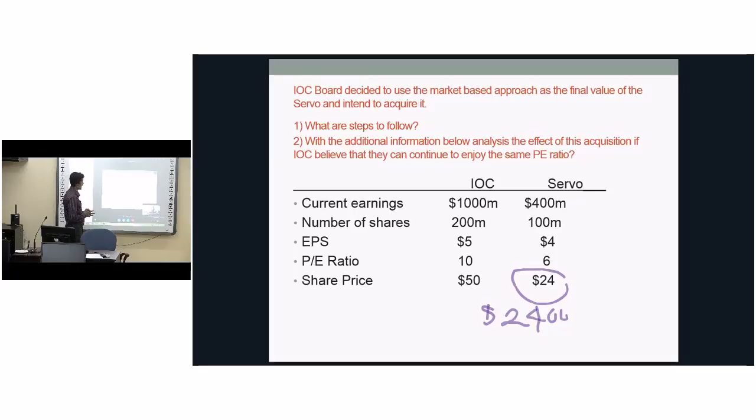So now the next question, with the additional information below, analyze the effect of this acquisition if IOC believe that they can continue to enjoy the same PE ratio. So IOC PE ratio, as you can see, is 10. Servo, the PE ratio is 6. So what they believe is, if IOC take over Servo, they will enjoy the same PE ratio that IOC is currently reporting. So if that is the case, you need to get the relevant information.